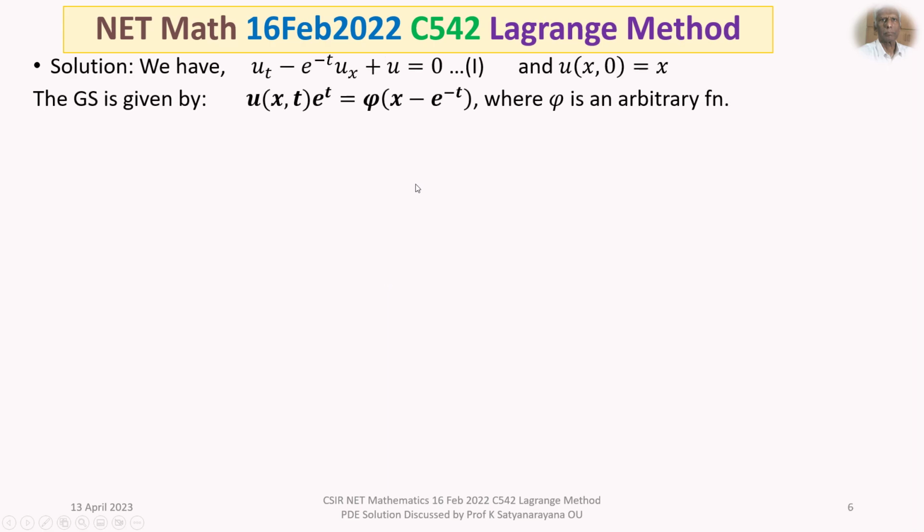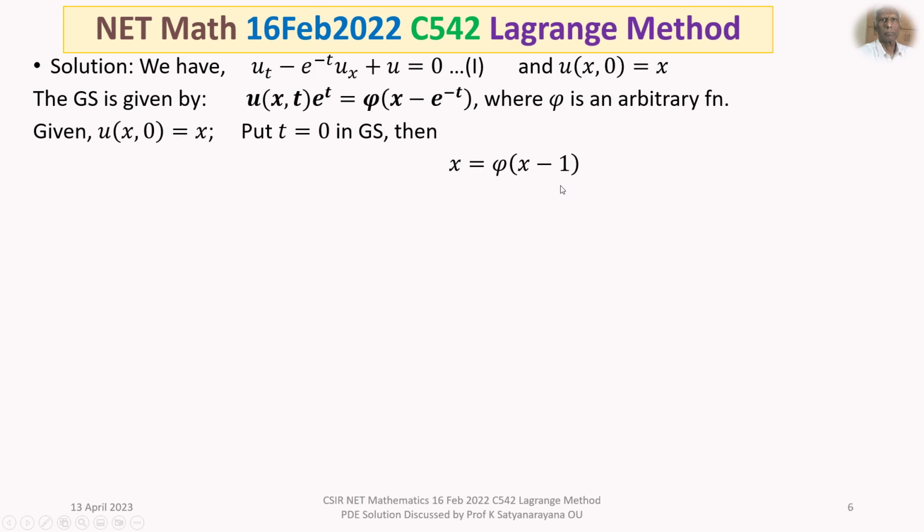That's what we have done so far. We will now take that condition given u at x comma 0 is equal to x. So put t is equal to 0 in the above, and u is equal to x you put. So that will be equal to u(x,t), t is equal to 0, u(x,0) is x, e power 0 is 1 into phi of x minus e power 0, that is minus 1. So that is x is equal to phi of x minus 1.